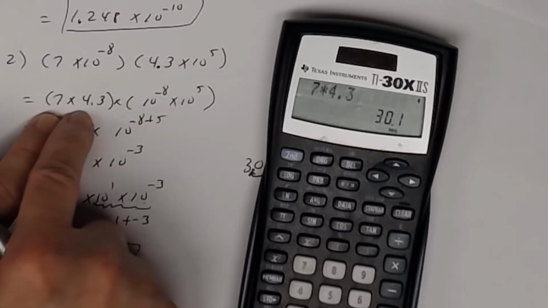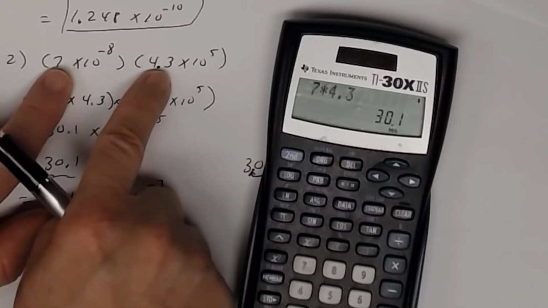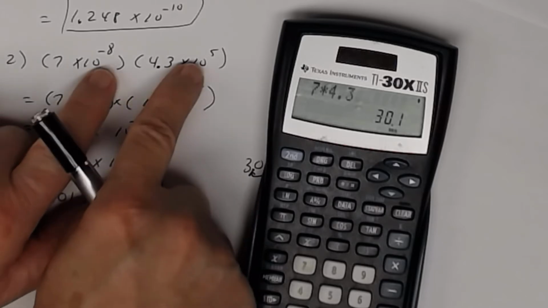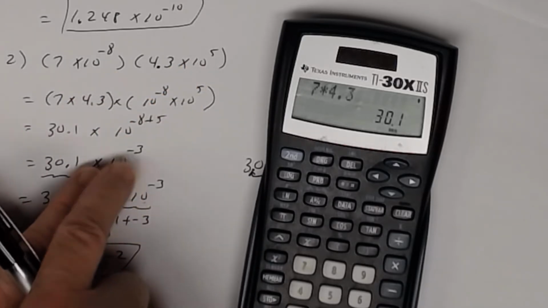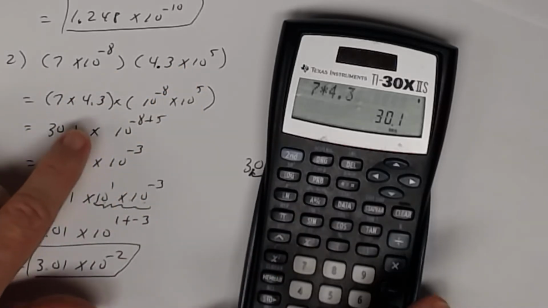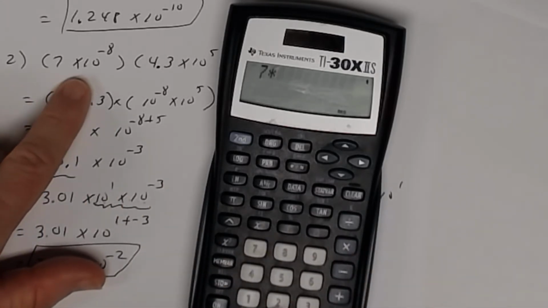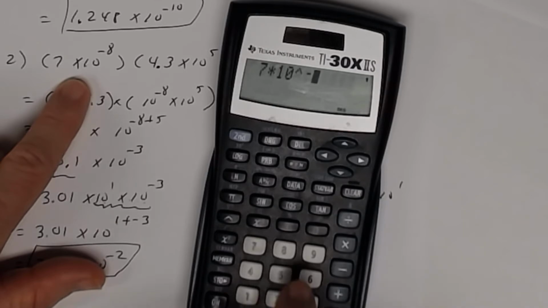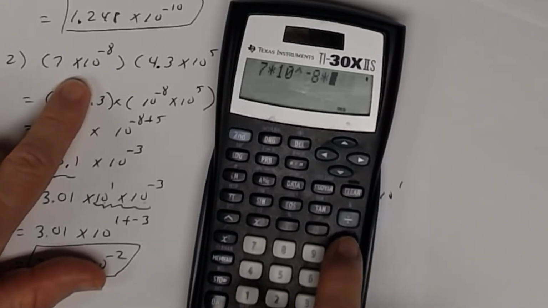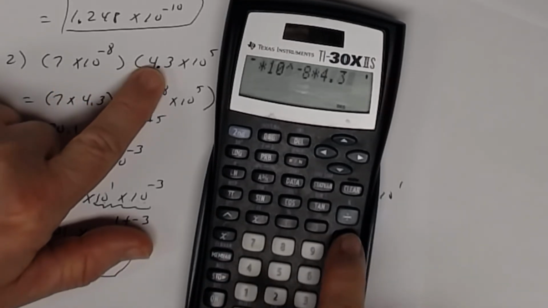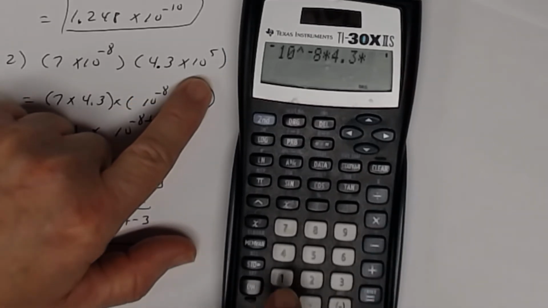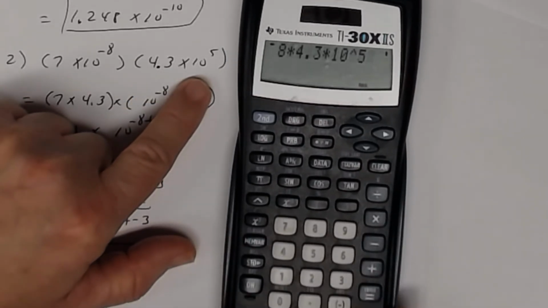So that's why we regroup. I'm putting the factors, the coefficients together, and I'm putting the powers of 10 together. The order in which you multiply does not matter. But if you go back to the original, we have 7 times 10 to the negative 8, times 4.3 times 10 to the 5th, correct?